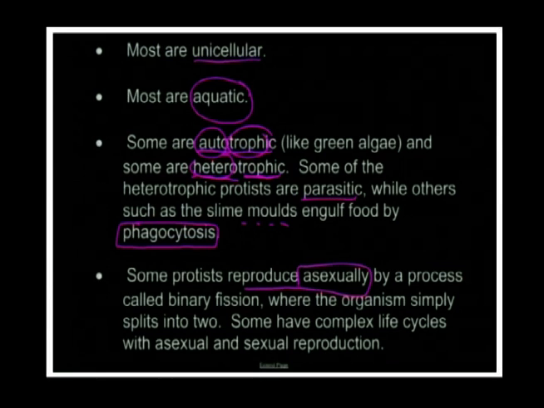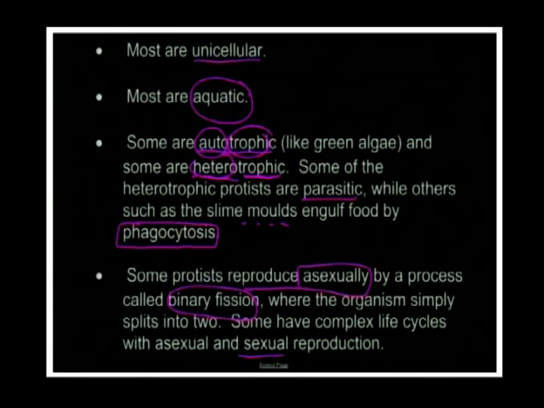Further characteristics, some reproduce asexually by the process called binary fission. Binary fission is simply a copying of genetic material or chromosomes and then splitting in two. However, not all protistans will reproduce this way all of the time. Some of them have quite complex life cycles, and in fact there are those that reproduce sexually and asexually as well. So you can see that there are quite a variety of different features within our protistan group.